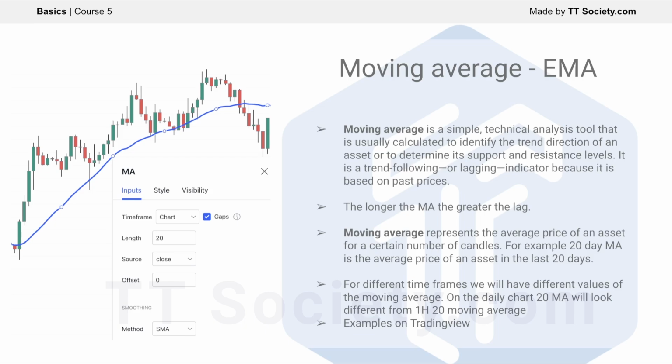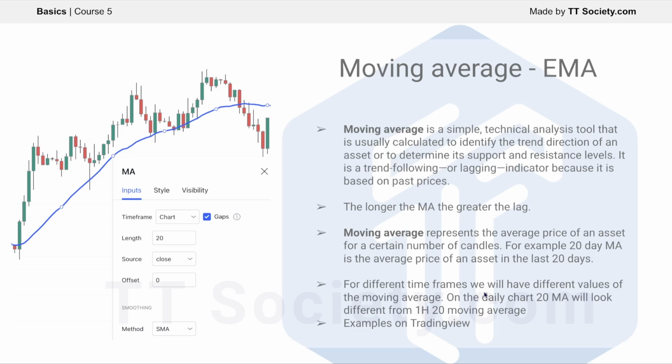Moving averages actually represent the average price of an asset for a certain number of candles. For example, you've got a 20-day moving average. So it's the average price, the median price of the asset during the last 20 days. And we're going to look at a couple of examples on the live chart in a second.